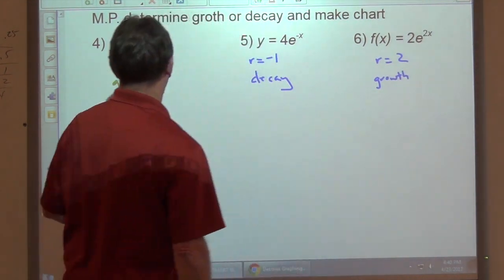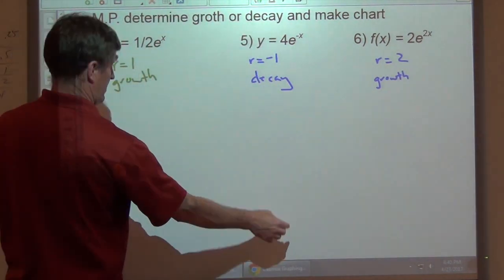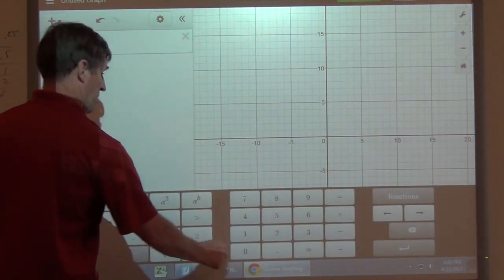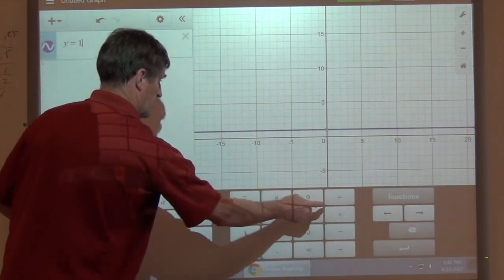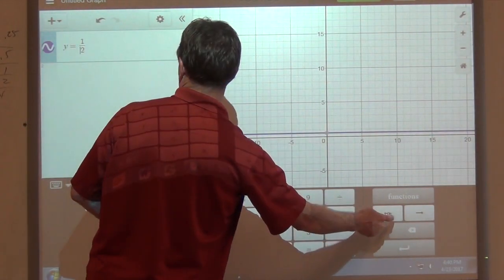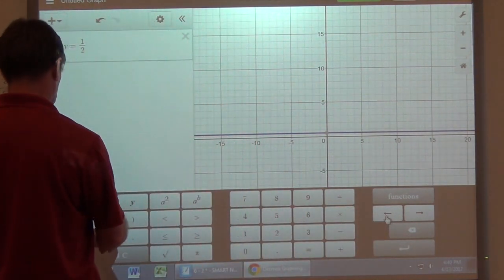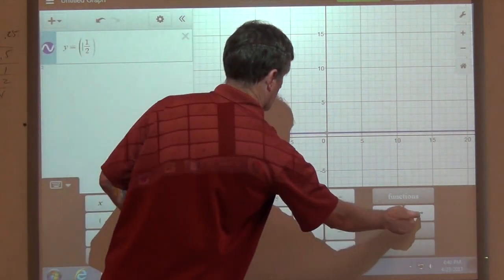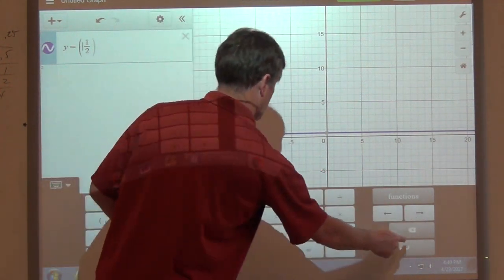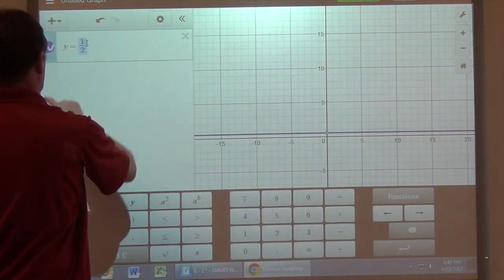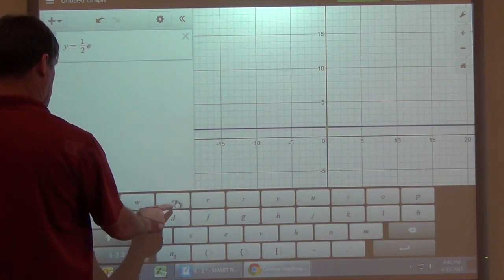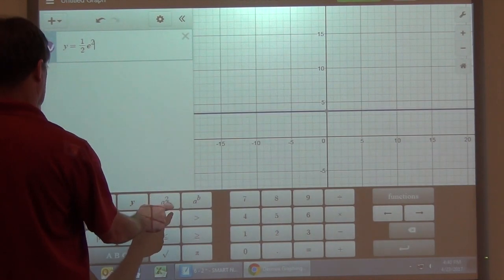And if you were to have graphed those, y equals 1/2 e to the x. I'm going to have to put that in parentheses. Actually, I don't need the parentheses on that. 1/2 e to the x. Oops.